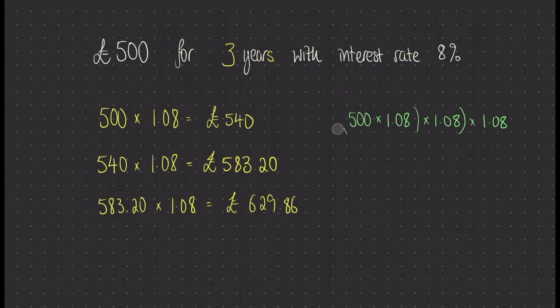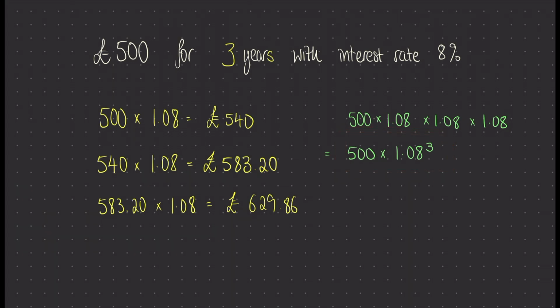And here, if I remove the brackets, you can see that I'm just multiplying by 1.08 3 times. Multiplying by the same number 3 times is just the equivalent of cubing a number. So I can write this in the form 500 times 1.08 to the power of 3. So we've taken a complicated compound interest question and we've simplified it to this one expression here.